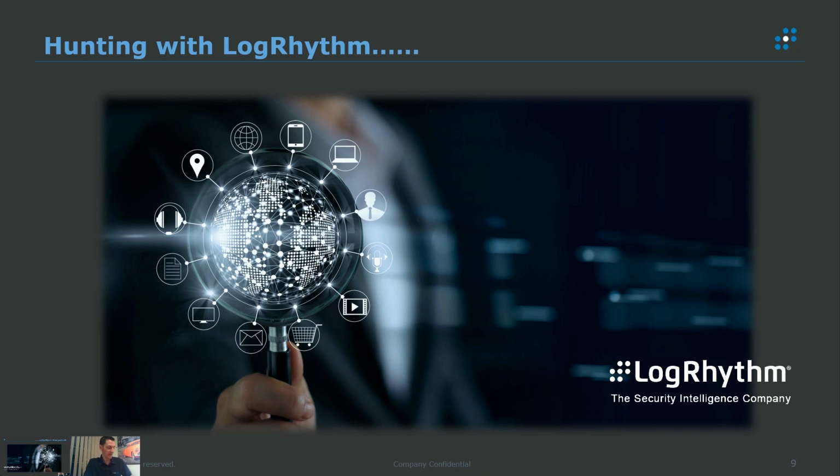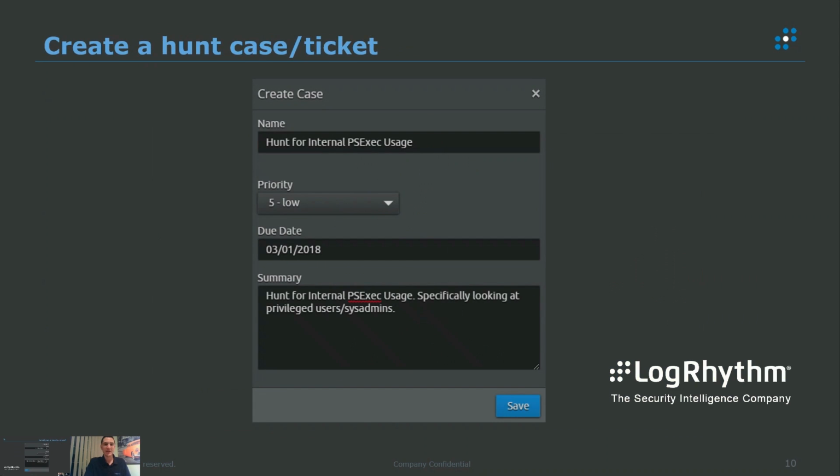So I'm going to move on to a quick demo now before we run out of time. I'll probably just blitz through this really quickly. I'm going to use the LogRhythm tool because that's the tool that I use day to day. So a really simple idea here: we're going to do a very simple hunt looking for internal PsExec usage by specifically our privileged users or sysadmins.